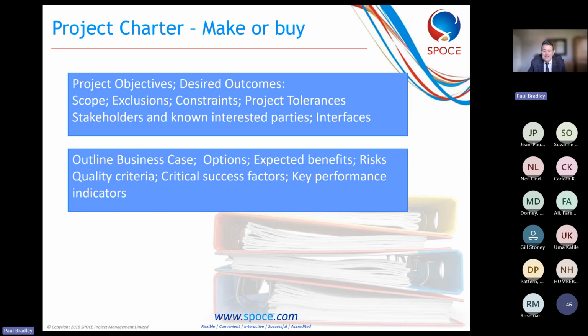Be careful on this, because typically if you've got very high benefits, they would usually attract very high risk, and vice versa. Very seldom do we get a situation where we have high benefit and low risk. And if you do find those, then I'd recommend you go for them. We're also looking at things under the quality umbrella, like critical success factors and KPIs, key performance indicators.